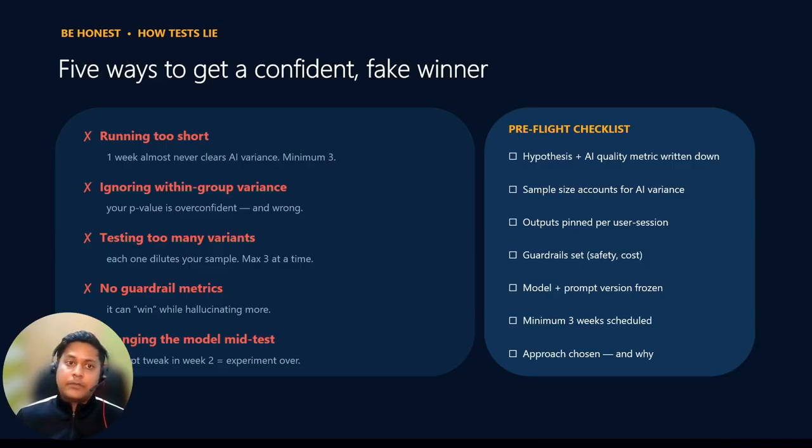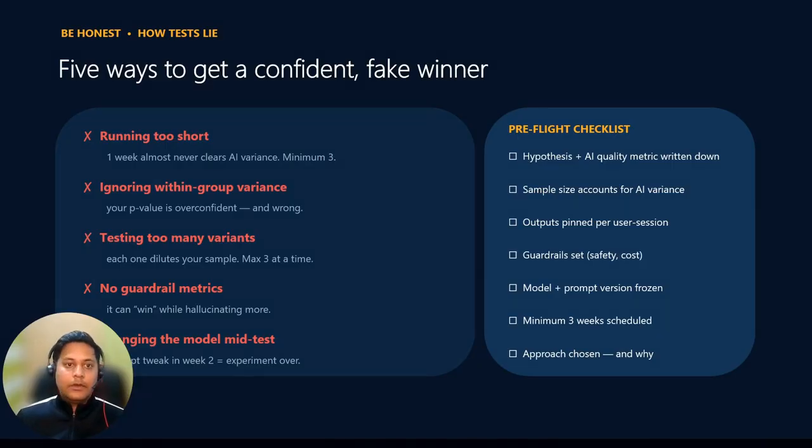Three, testing too many variants. Every arm you add dilutes your sample, right? And you already need 3 to 5 times the traffic. 3 arms maximum, and honestly, two is better. Okay. So four, no guardrail metrics. We covered it, and it can win on engagement while hallucinating more.